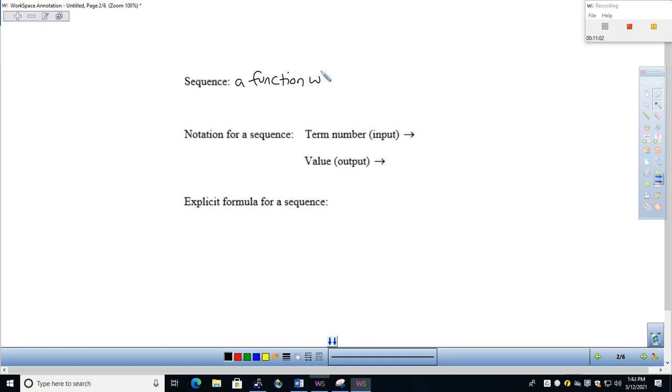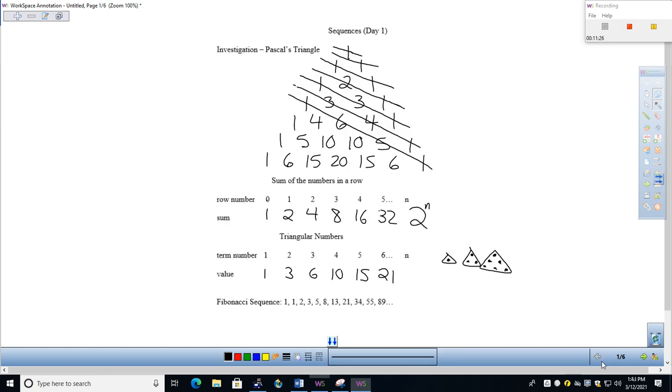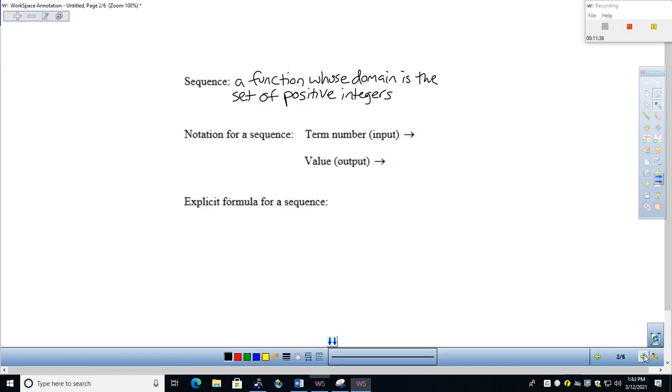So it is a function whose domain is the set of positive integers. So write that in there for me if you would. One thing to note on this: for example, this would represent the domain, the set of positive integers, 1, 2, 3, 4, 5, 6, etc. So that's what we mean by the domain, simply the set of positive integers.